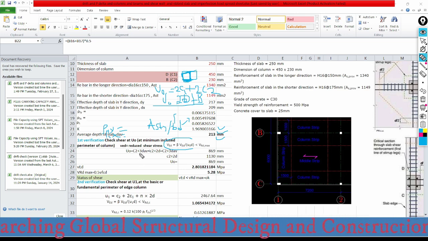So u naught is equal to C2 plus 3d average. It must be less than C2 plus 2d, where d is the effective depth of the slab. So how it comes? Simply it is taken from the code. So C2 plus 2d is equal to 1130 millimeter square, and u naught is nothing but 869 mm.